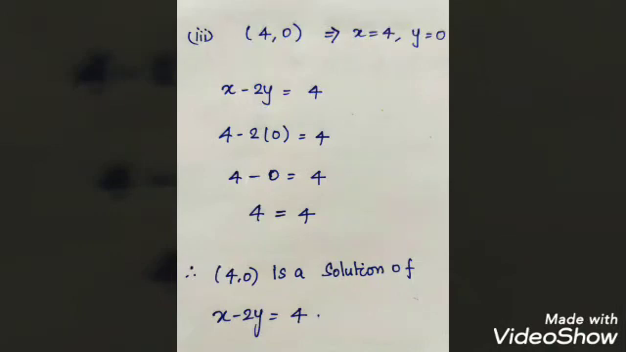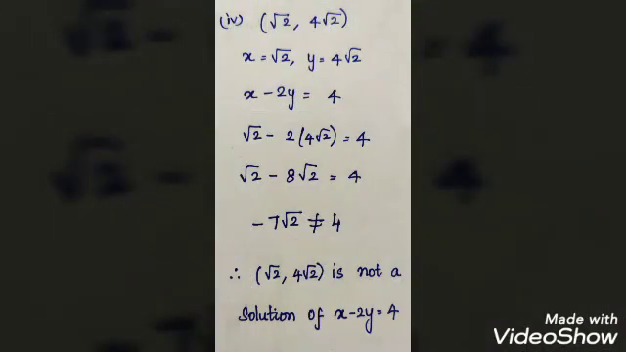So now, third subdivision, 4, 0. Here what is the value of x? 4, and y is 0. Now we are going to substitute in the equation x minus 2y equal to 4. So 4 minus 2 into 0 equal to 4. 4 minus 0 equal to 4. So 4 equal to 4. Your LHS is equal to RHS. Both the sides are equal. So 4, 0 is a solution of x minus 2y equal to 4. Is it clear?